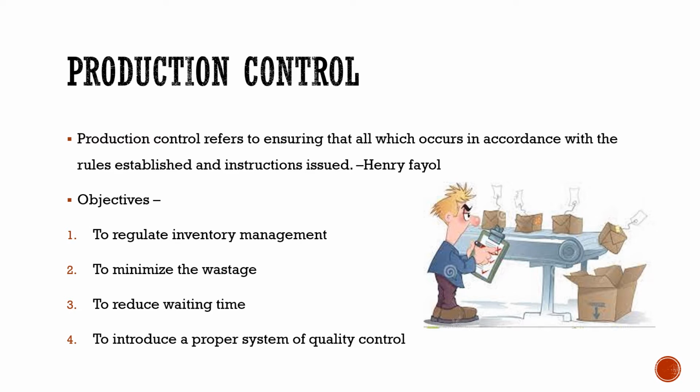Then to introduce a proper system of quality control. Quality products are very much important in today's market. If you produce a quality product, then you should have people who will check the quality, and there should be a proper system of quality control. So these are the objectives and the meaning of production control.